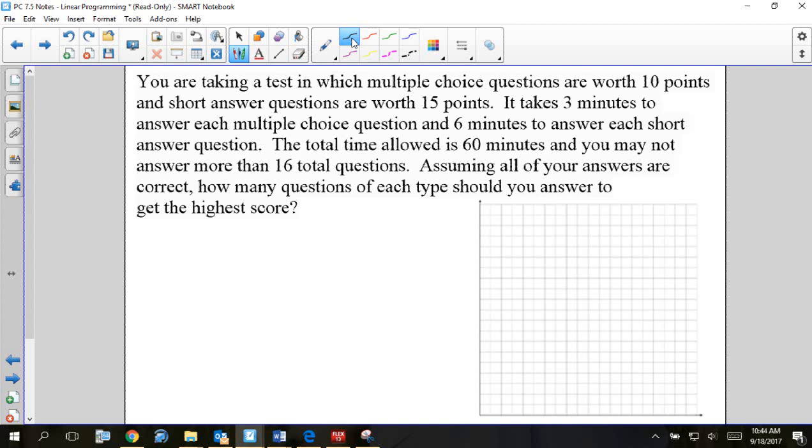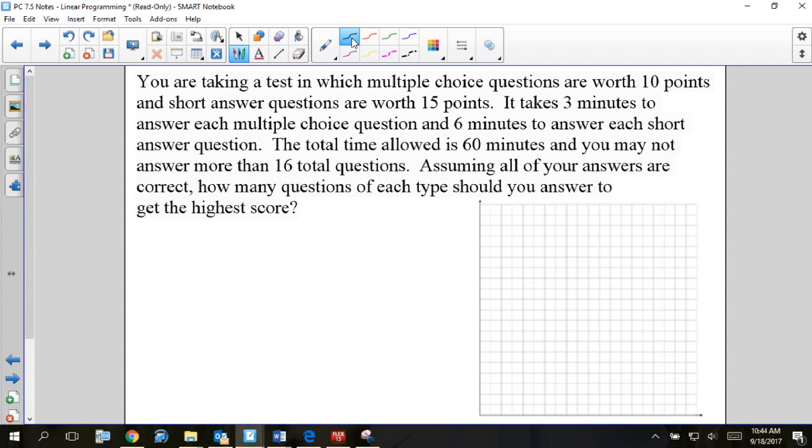Define the variables. Can you figure out what they're asking you to solve for? What are they asking you to solve for in this one? How many questions of each type? What are the two types? So let's make X the number of multiple choice questions. Let's make Y the number of short answer questions. I'll write it up there.